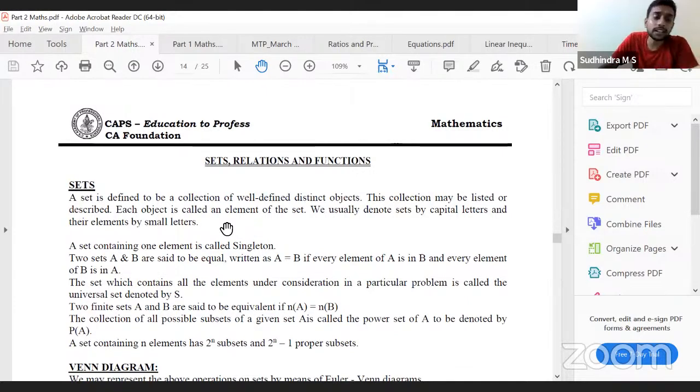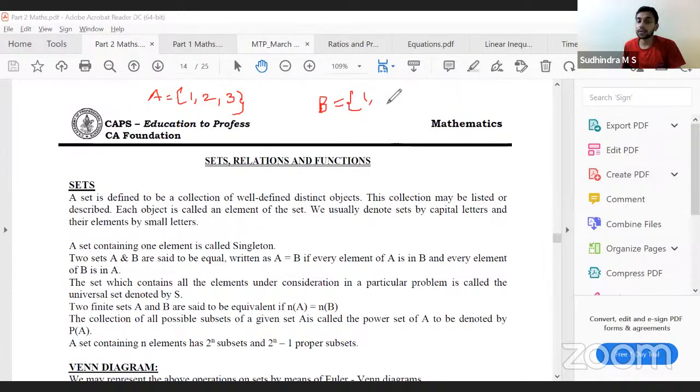Sets, we have already discussed this in probability and statistics, right? But some small discussion. If a set contains only one element, we call it a singleton set. Two sets A and B are said to be equal if every element of A is in B. So if A is equal to 1, 2, 3 and B is equal to 1, 2, 3, will I call it equal sets?